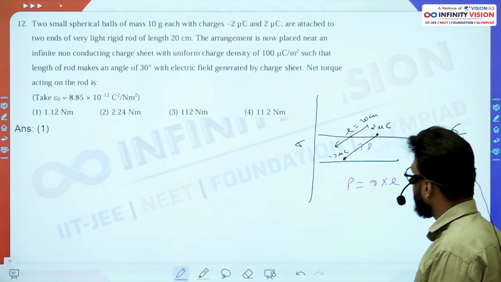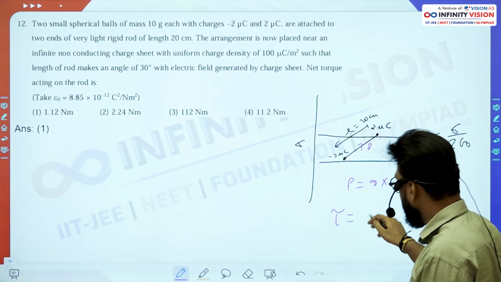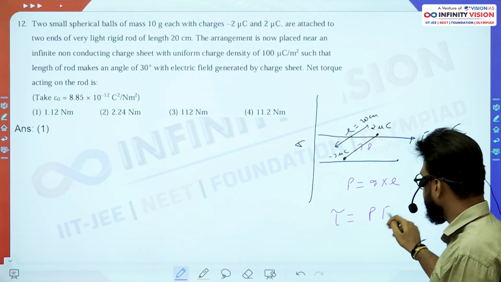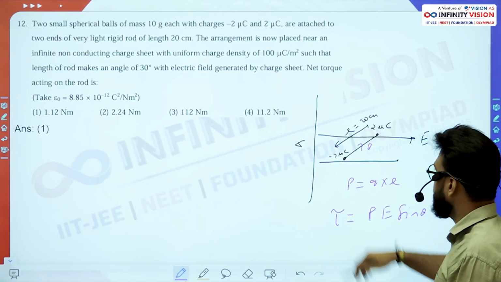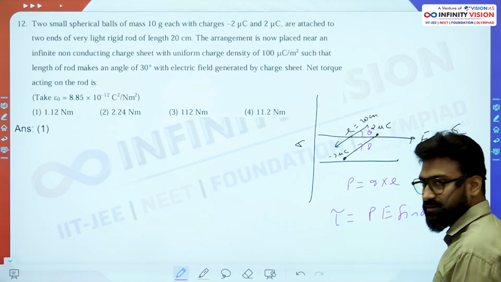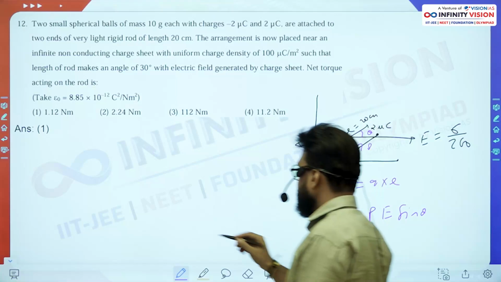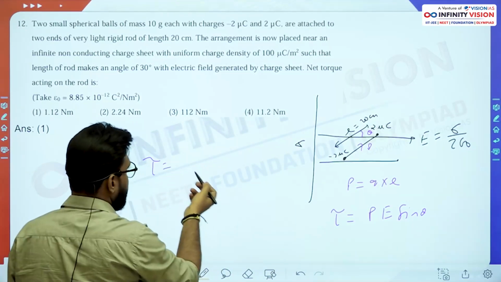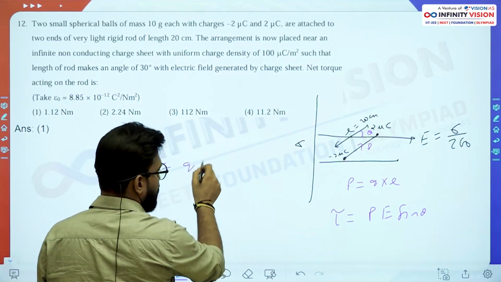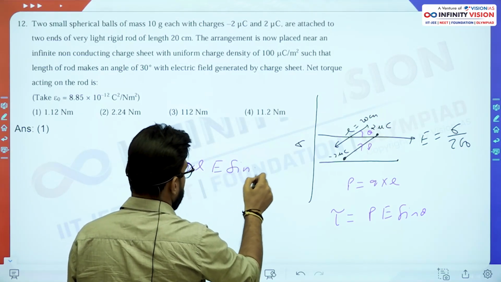Okay, and you need to find out the torque. Torque acting is, that we already know, given by PE sin theta. The angle between this rod and this electric field is theta, which is already given to you as 30 degree. Okay, so we can easily calculate torque, and torque is given by P. P is nothing but Q times L, and E is electric field, and sin theta.